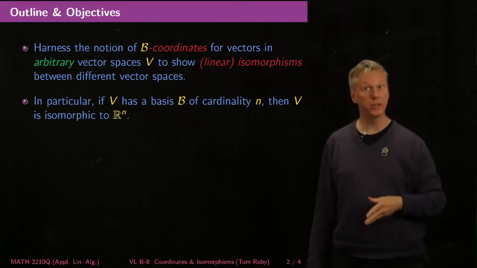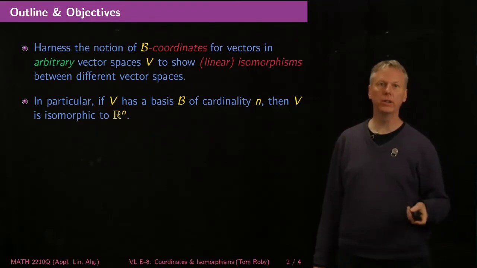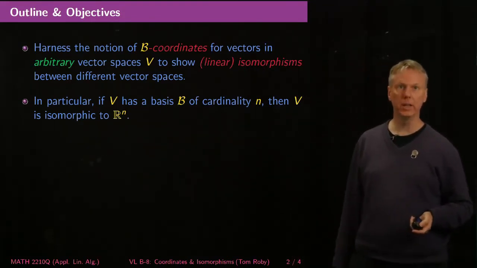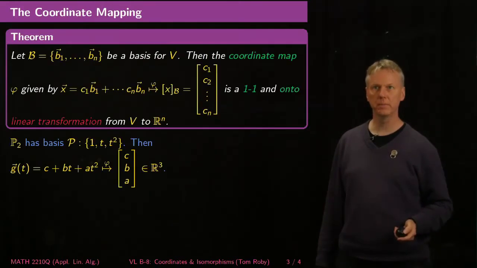In the previous video lectures, we talked about B coordinates, but we were mostly working within the context of different coordinate systems for R^n itself. And now we'll look at other examples like polynomials and matrices, other examples of vector spaces.